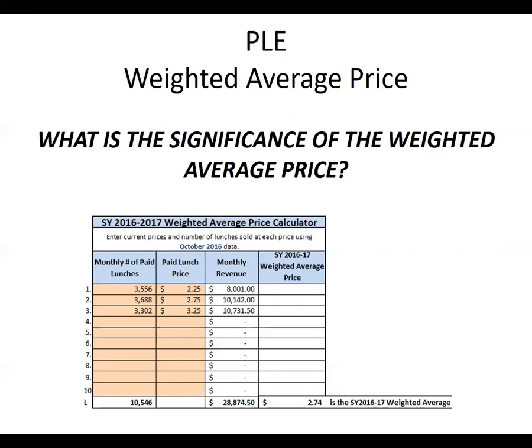The final calculation used is 28,874.50 divided by 10,546 meals to equal 2.7379 or $2.74.